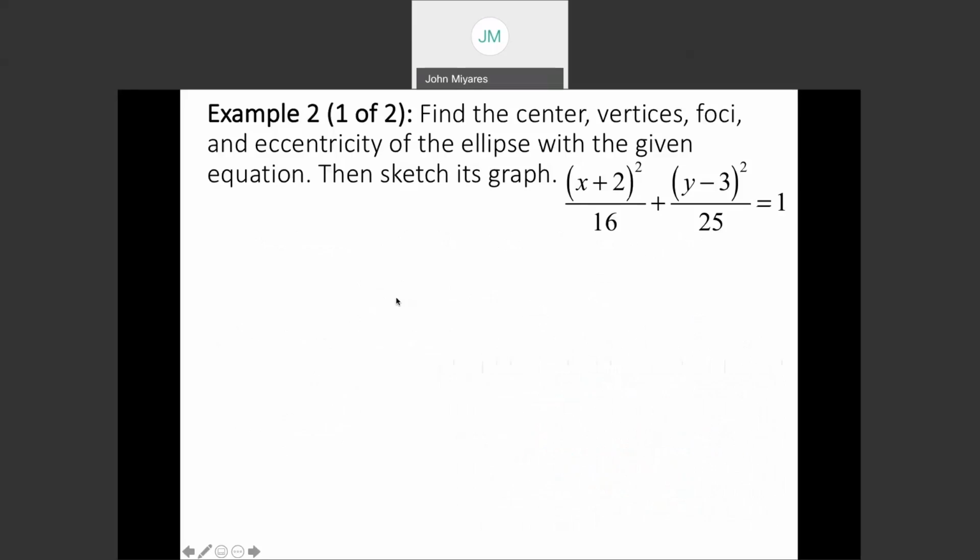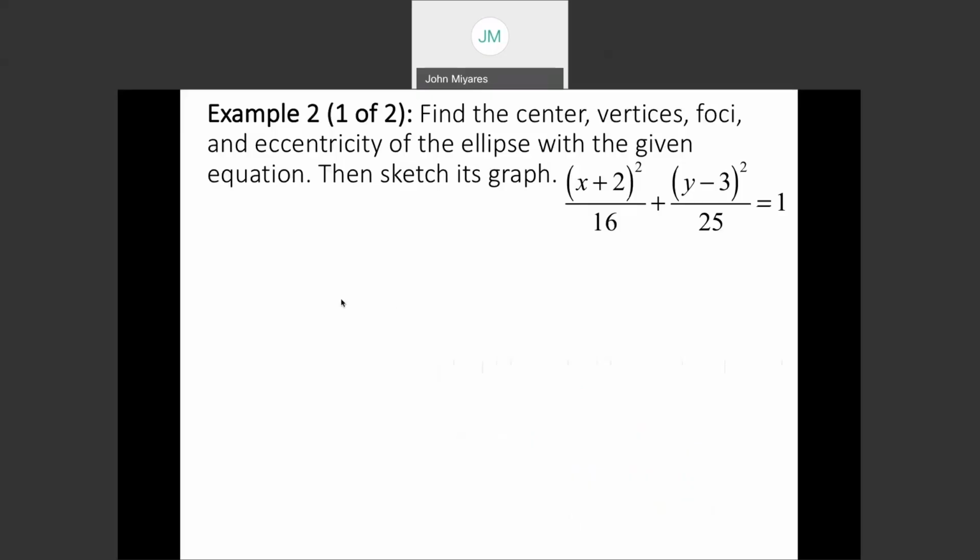Here is a very similar example, except this time you're going to notice that the major axis will be vertical. We're asked the same essential questions. Find the center, vertices, foci, and eccentricity of the ellipse with the given equation, then sketch its graph.